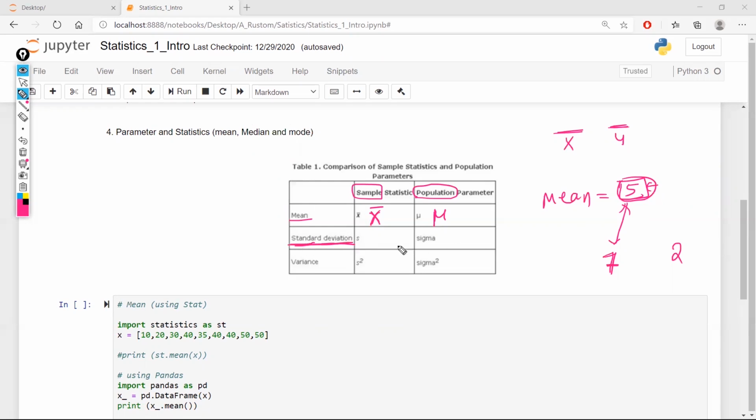So how do I represent it? It's a small s for the sample. If it is a population, I'm going to represent it as sigma. I hope you are all aware of this symbol sigma. So this is how I will be able to represent it. That is about standard deviation. And variance. Variance is simply the square of this standard deviation.